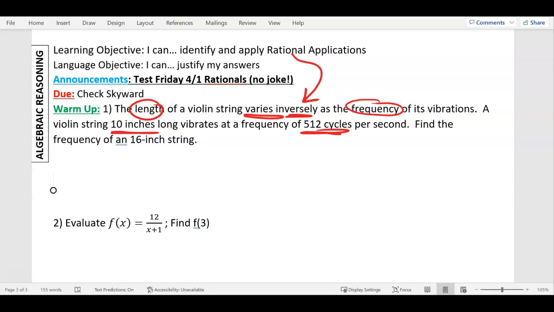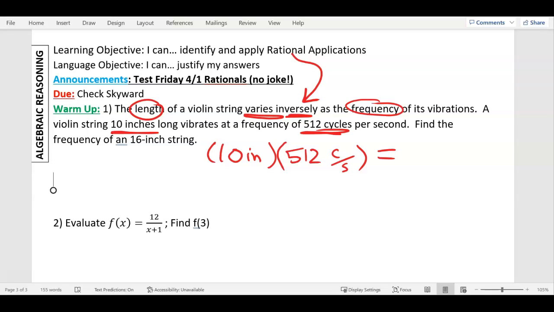So here's what you do. Take those two numbers, put them next to each other, like you're multiplying in parentheses. So here's how I'm going to write it. 10 inches times 512 cycles per second, C/S. So I'm putting those two things next to each other in parentheses, because we know inverse variation is multiplying two things. And we're going to set that equal to something else.